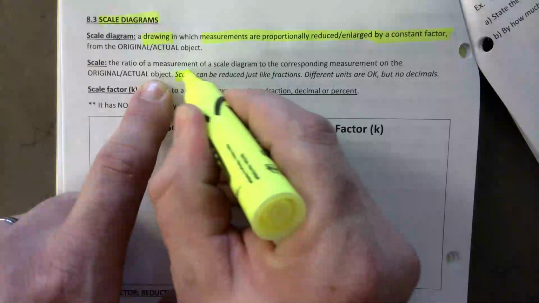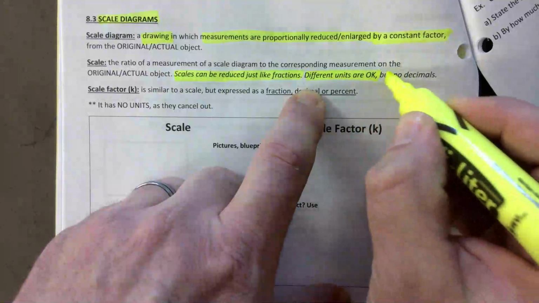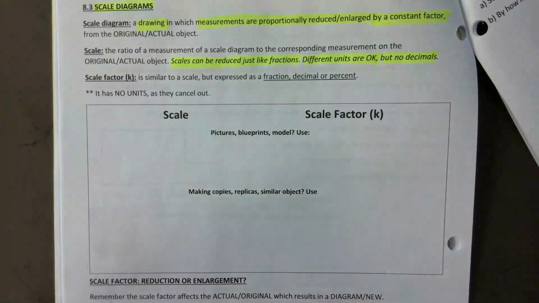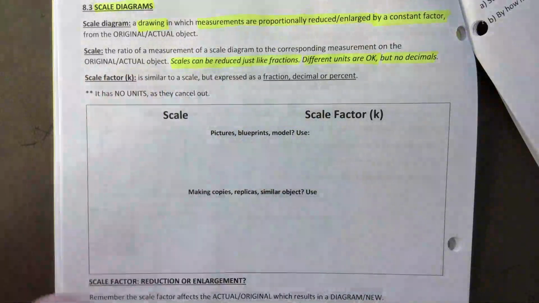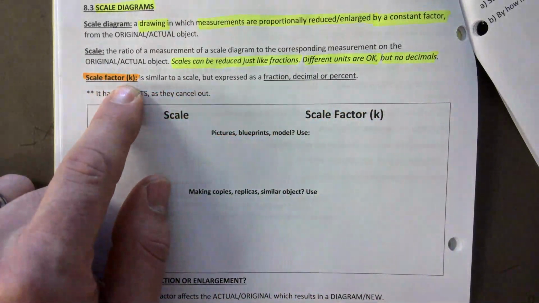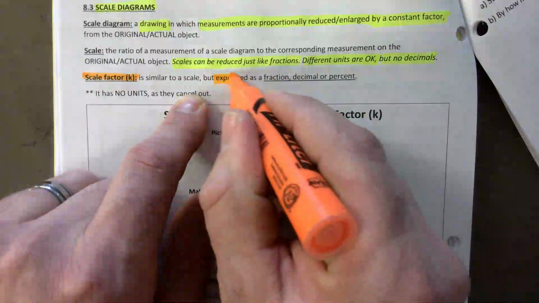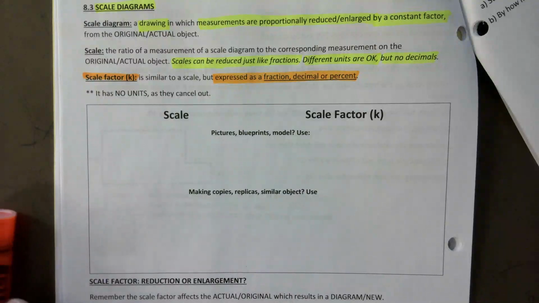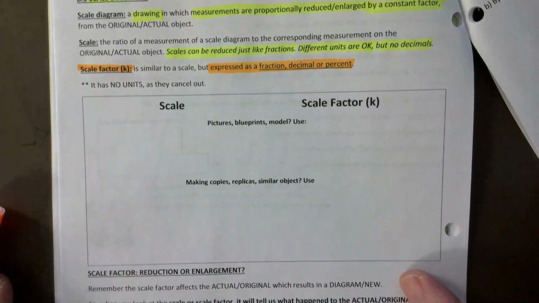Okay. Scales can be reduced just like fractions. Different units are okay, but no decimals. That's one thing you want to make sure you understand. Okay. And this is the one, I'm going to use a different color for this. This is basically where most of the action is going to happen around the scale factor, which is denoted with the letter K. It is similar to scale, but it is expressed as a fraction, decimal, or percent. Okay. So here you will see the similarities and the differences between scale and scale factor.